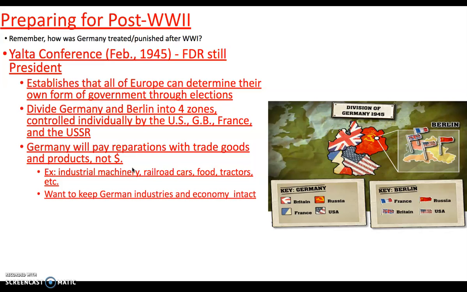All right. So they want to keep German industries and the economy intact so that they don't end up essentially angry and bitter after World War II.